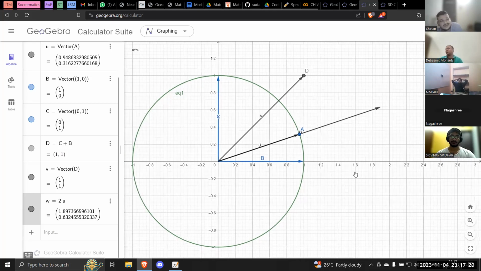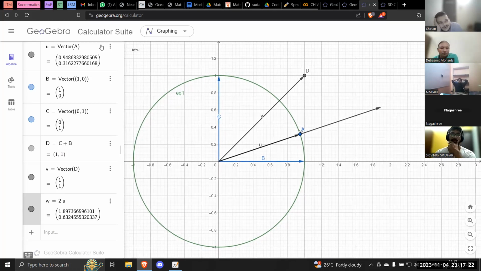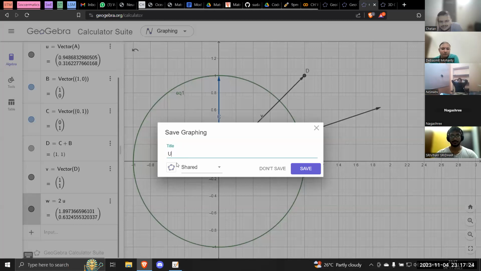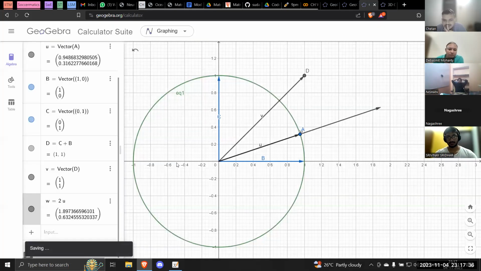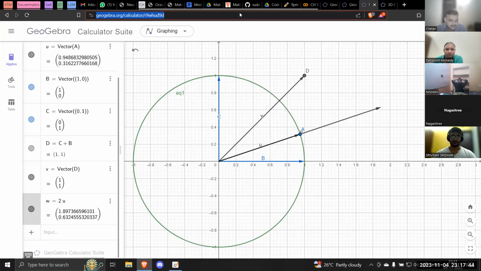So if it does not lie in the circle, can I call the circle a subspace? We see that it's failing the axioms. I cannot call this circle a subspace.